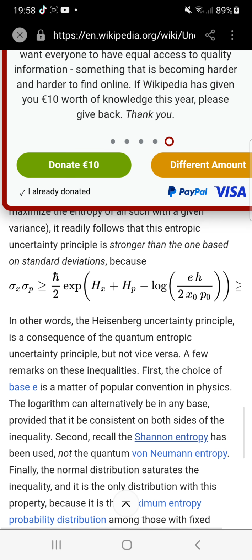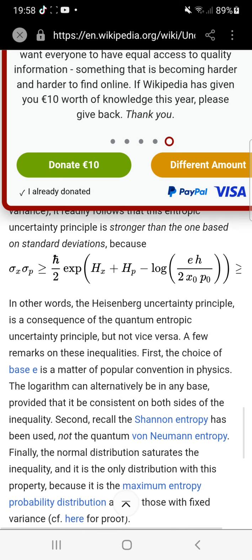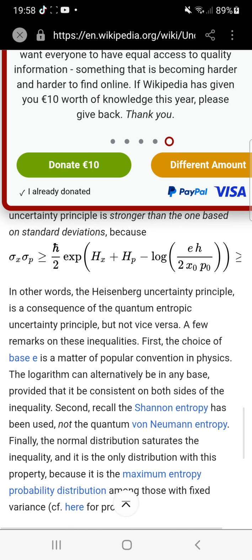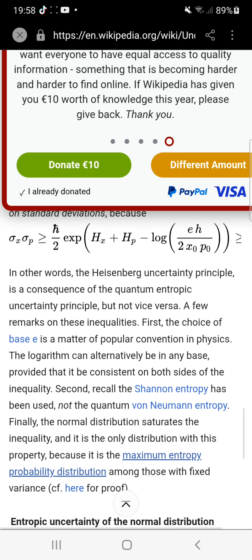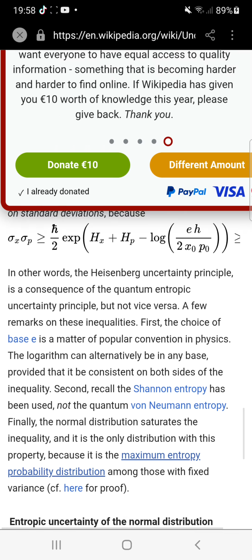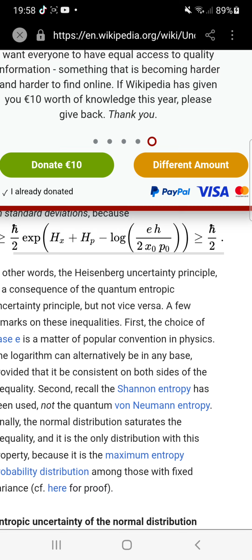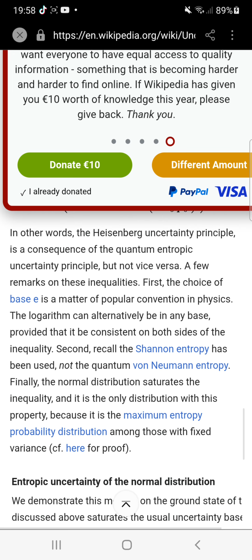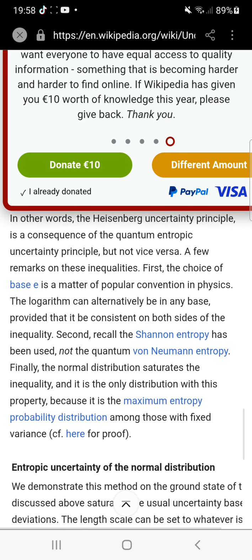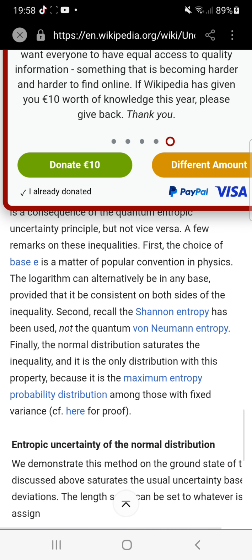It really follows that this entropic uncertainty principle is stronger than the one based on standard deviations, because σx σp ≥ ħ/2 follows from Hx + Hp − log(eh/(2x0p0)) ≥ h/2. In other words, the Heisenberg uncertainty principle is a consequence of the quantum entropic uncertainty principle, but not vice versa.